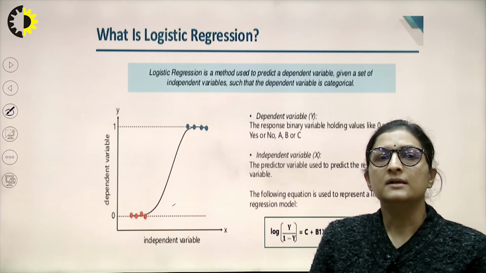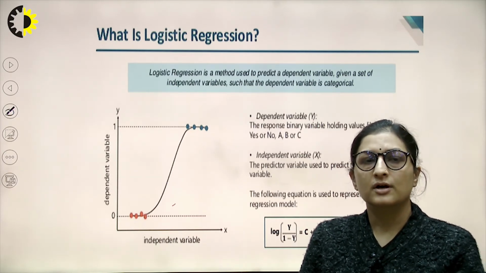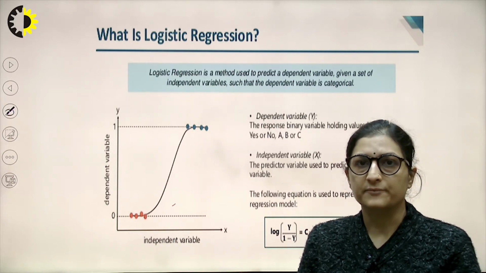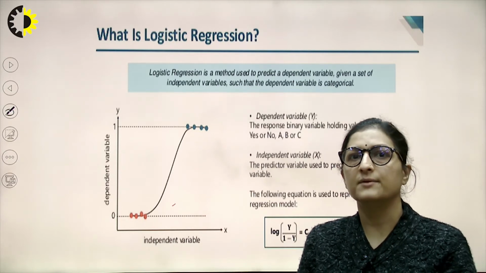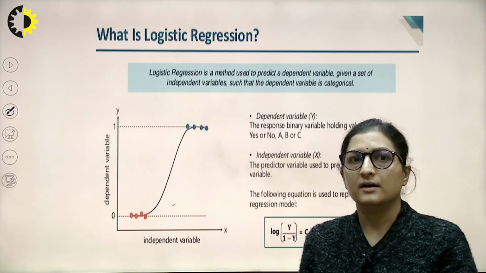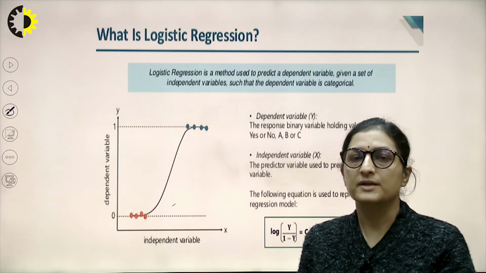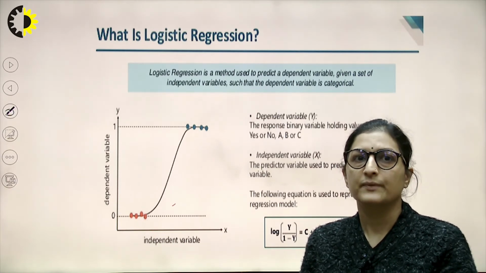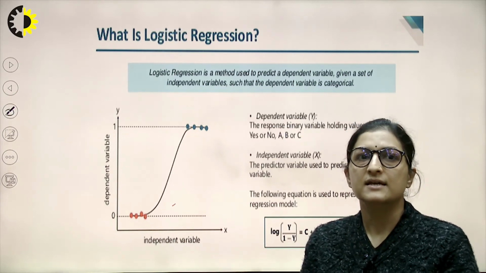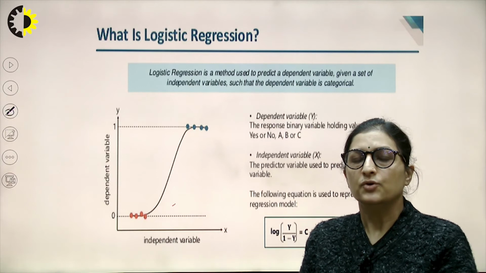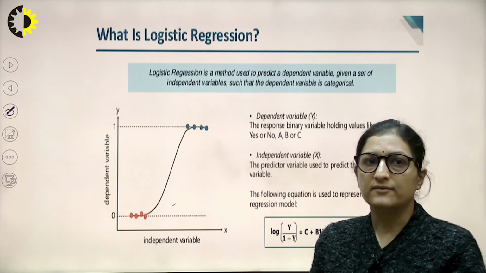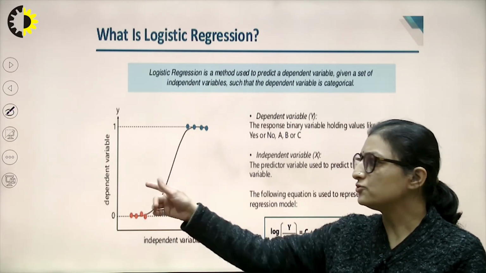The dependent variable, in this case y, which is plotted along the y axis, the response binary variable, is holding values like 0 or 1, or it can be yes or no, or it can be A, B or C, which can be any use case specific class labels. And the independent variable x, which is plotted along the x axis, is the predictor variable used to predict the response variable. This independent variable is also called the predictor variable, and it will be used to calculate the dependent variable.